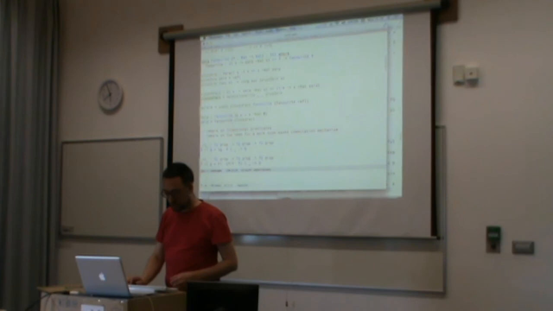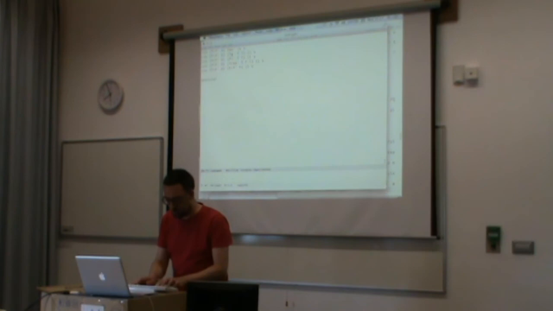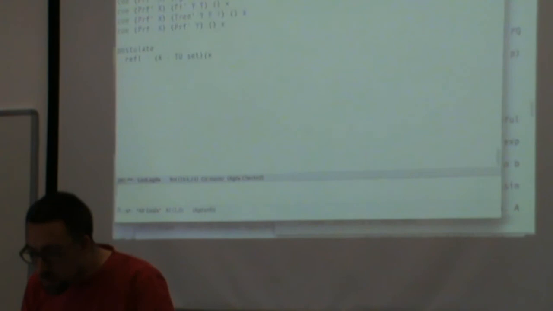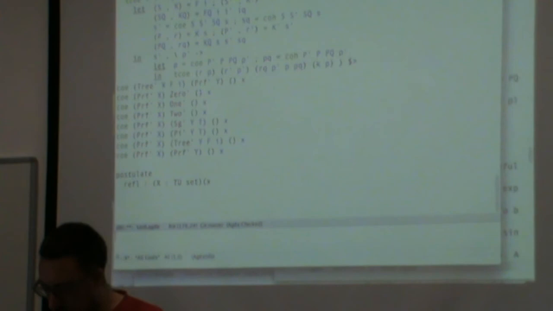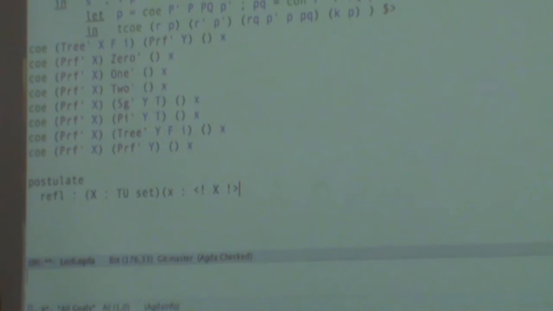Finish the job and finish the first half. Yes, let's look at the things to postulate. Let's start with refl, which is for all x in the universe of sets. Something funny. Oh, I know, something is missing. Go back and put it in. Yes, there is an error in the above program, but I'll come back to that in a moment.